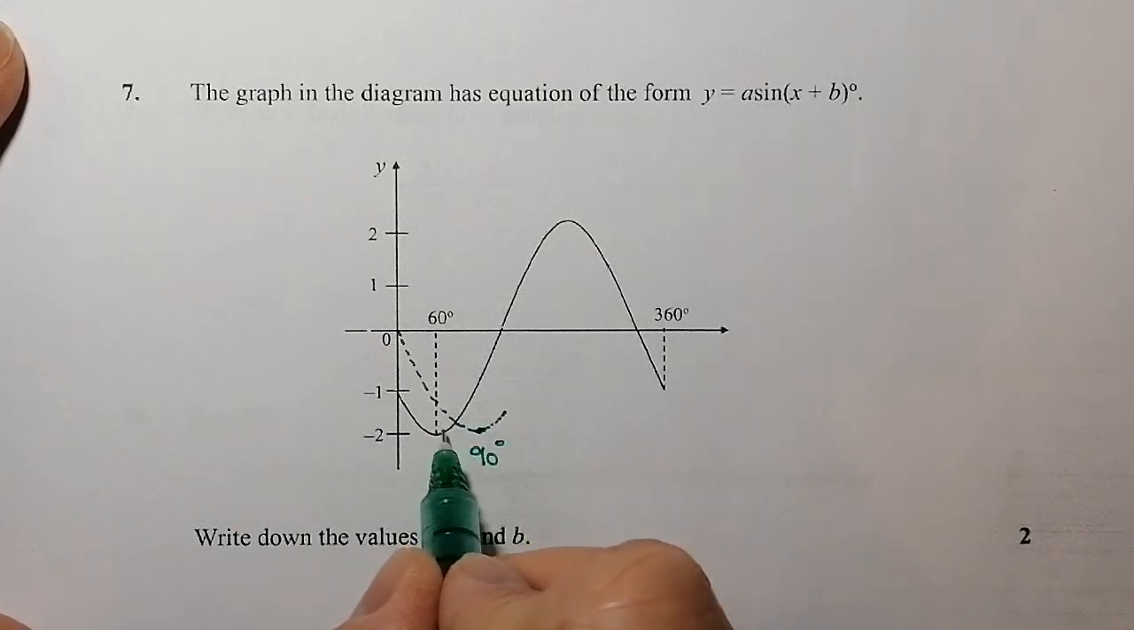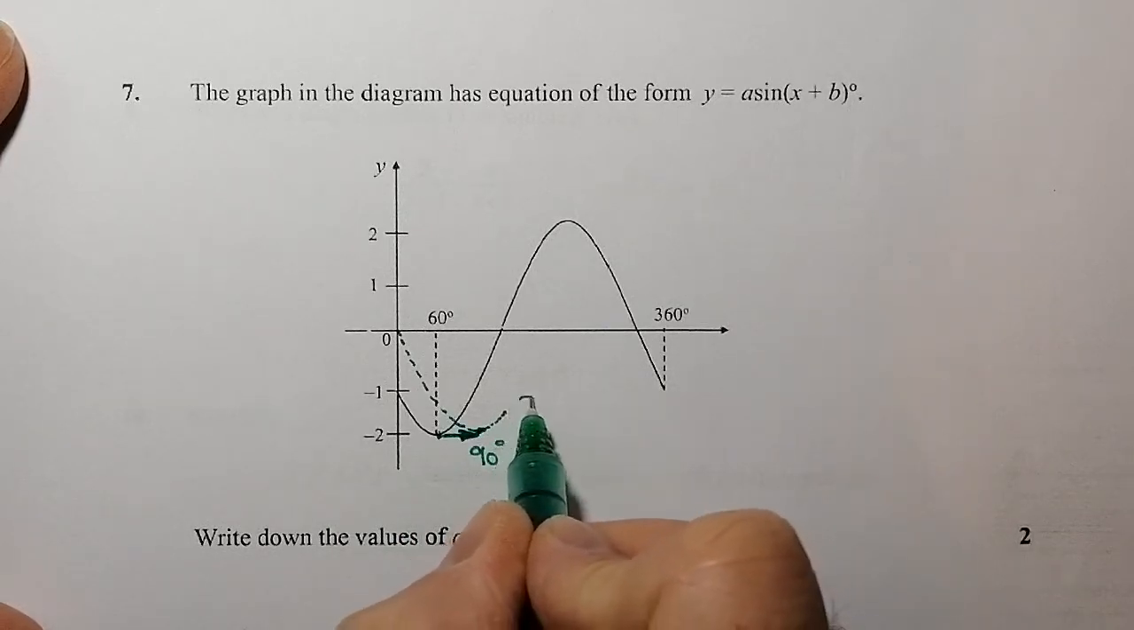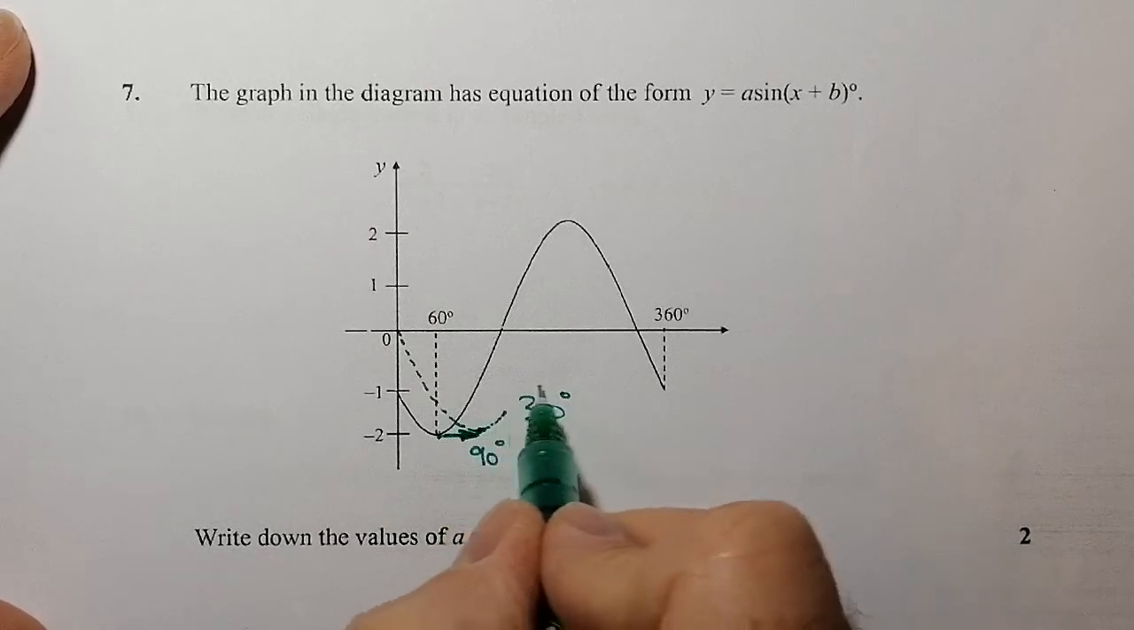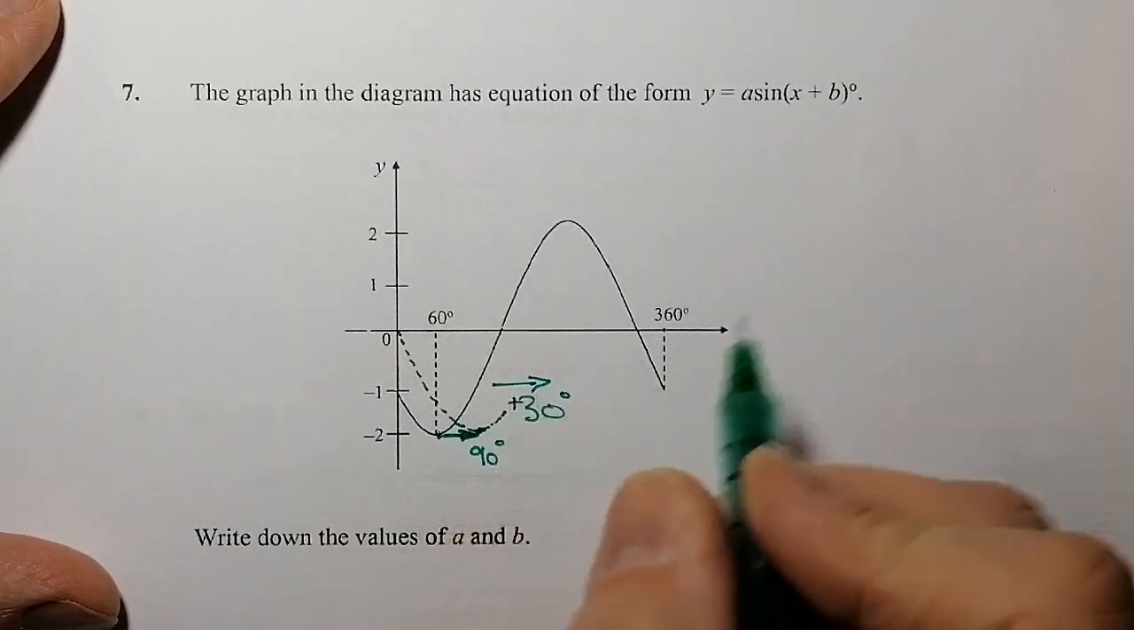But what I can see is to get this graph back to where it should be, I'm going to have to move it along that way by 30 degrees. So it's a 30-degree movement that I'm going to have to move the graph along that way there. So that's going to be a plus 30 that's going to appear in there.